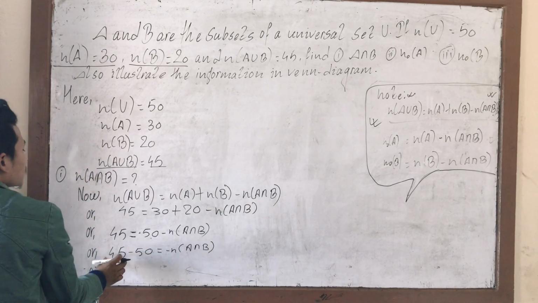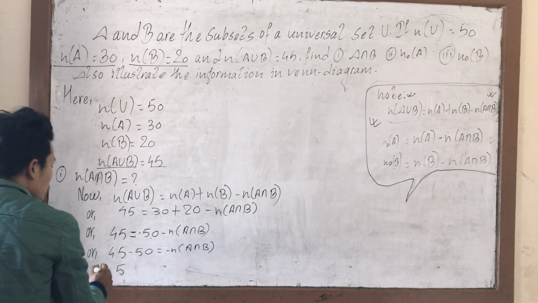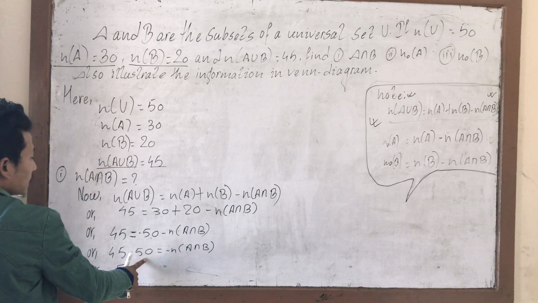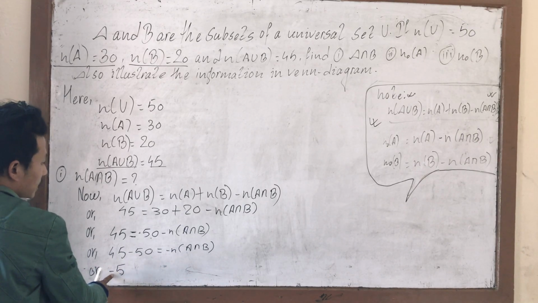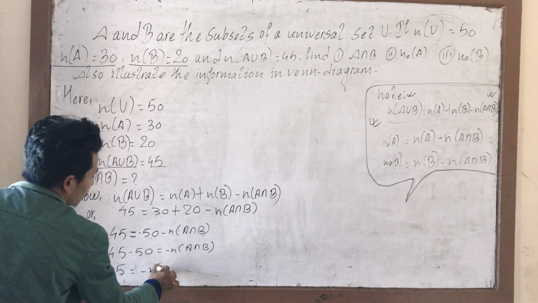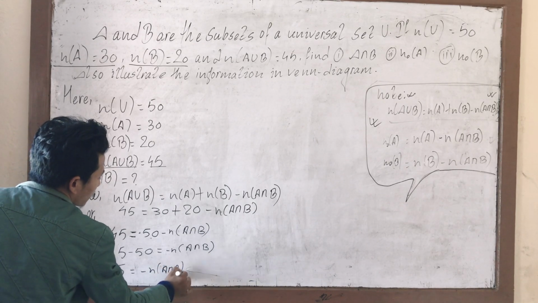Minus 50 is bigger than plus 45, so we'll be using minus 5 here, because 45 can't take away 50; when subtracting a bigger number from a smaller one, the answer always comes in minus. Here we have minus A intersection B.